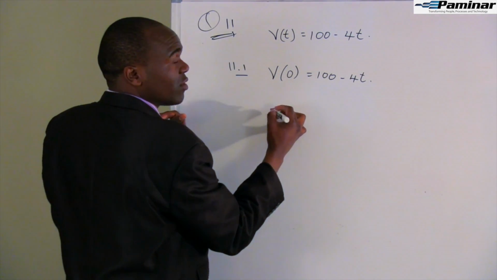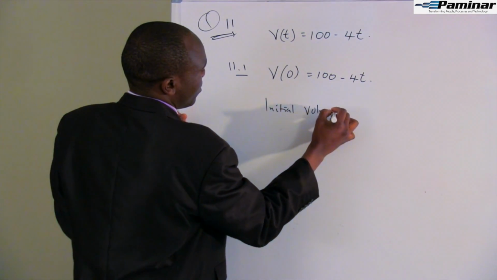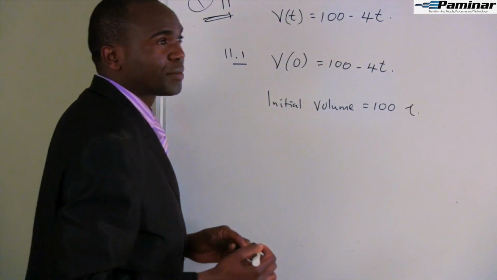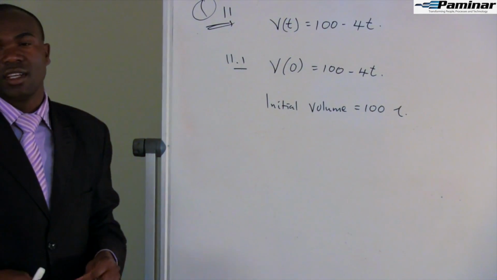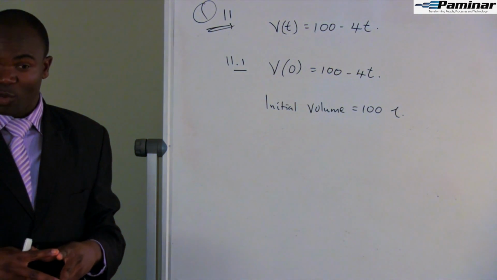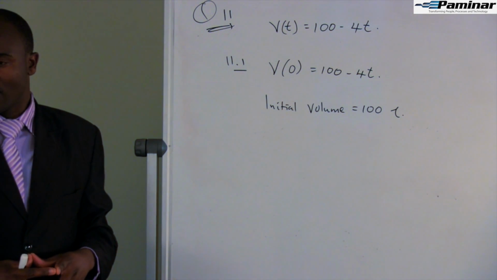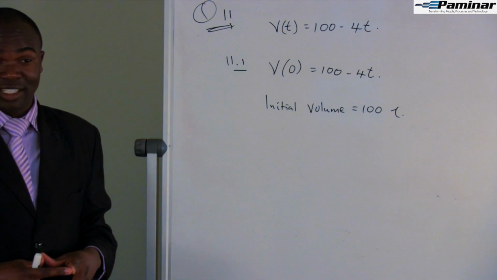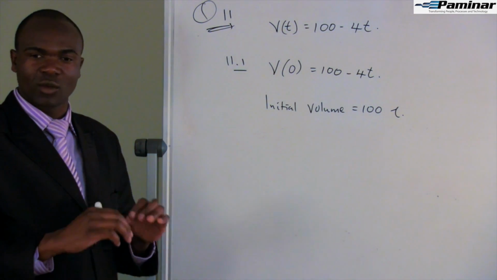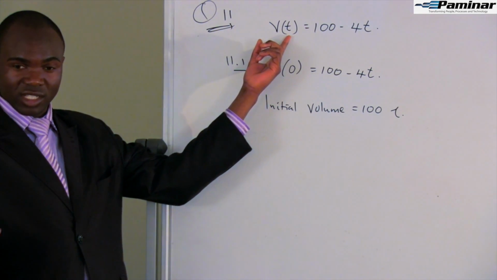So the initial volume is 100 liters. That's why I say it's common sense. What is the initial volume of water in the tank? What was it at time 0? So wherever there is t, you put 0.